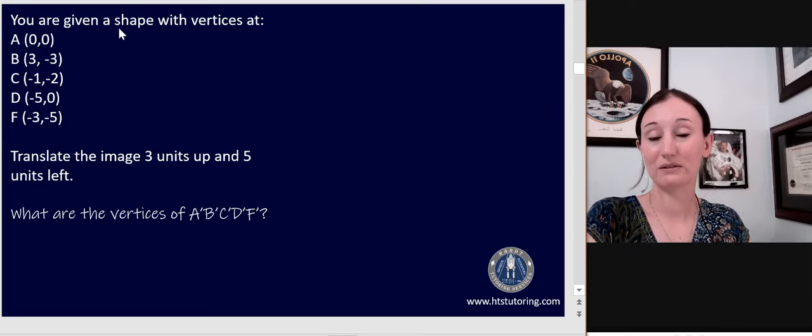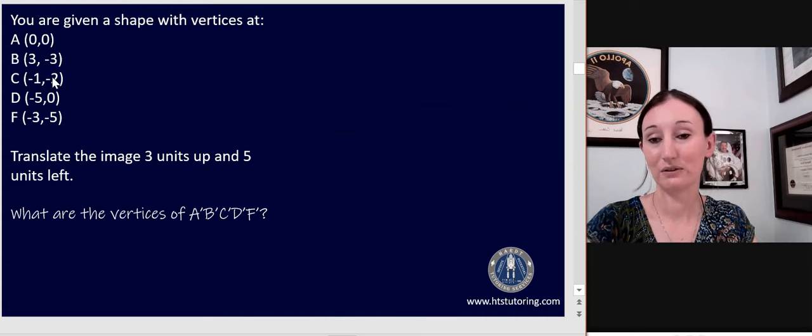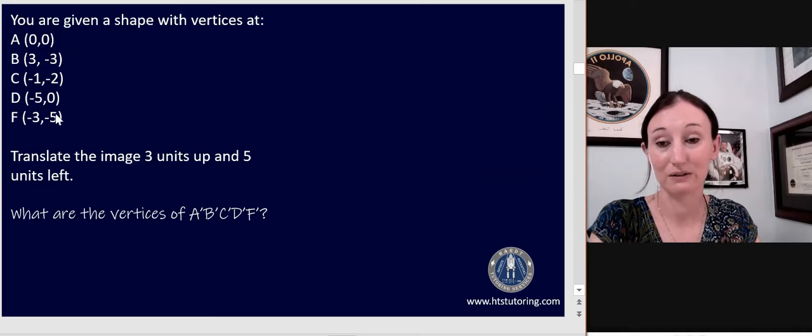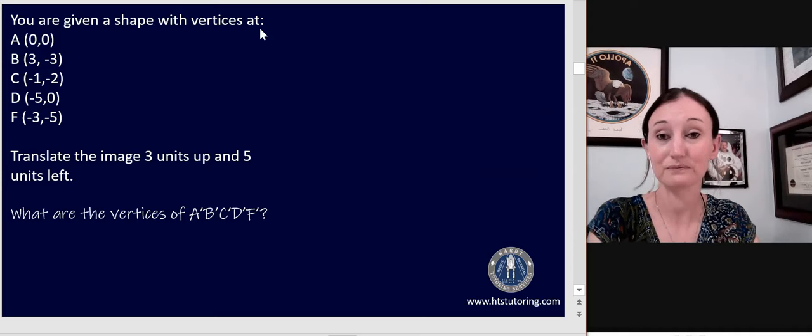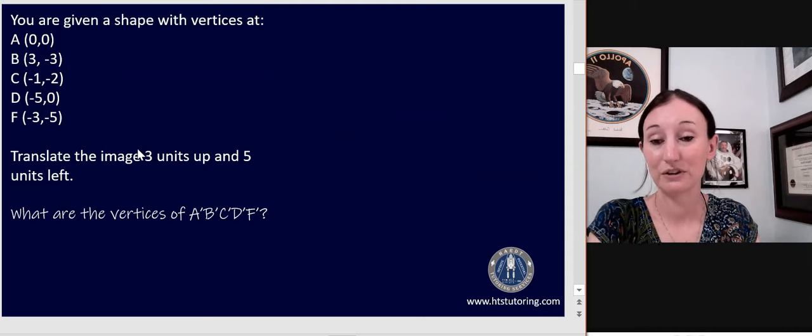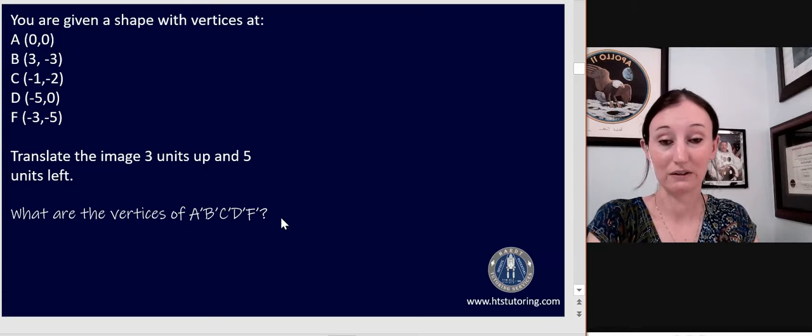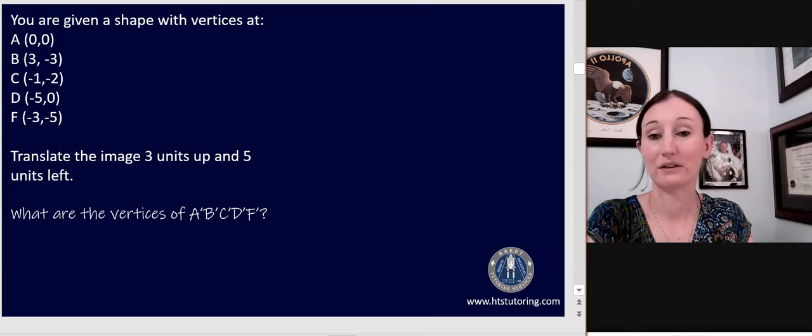On this one, we are given a shape with vertices at (0, 0), (3, -3), (-1, -2), (-5, 0), and (-3, -5). Okay, that's a lot. We want to translate this image 3 units up and 5 units left. And then we want to know what are the vertices of our image. So what are all the new points? Well, let's talk about that.